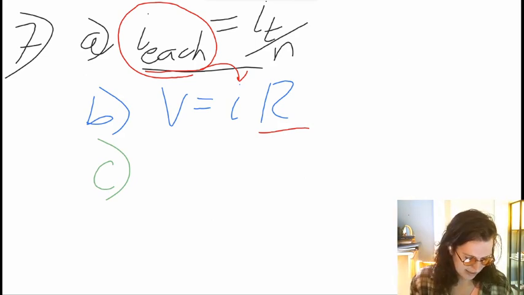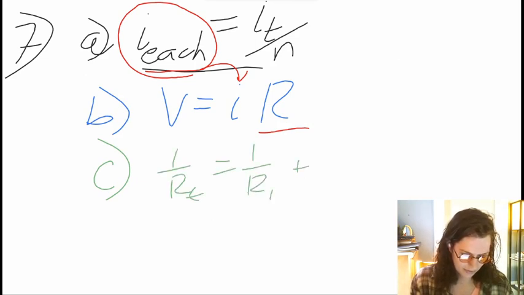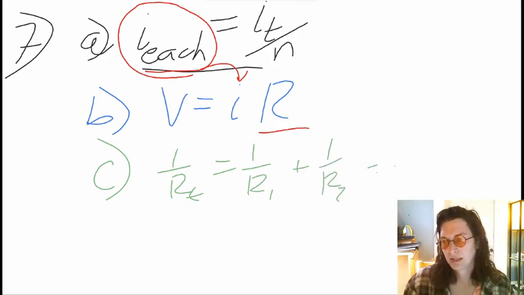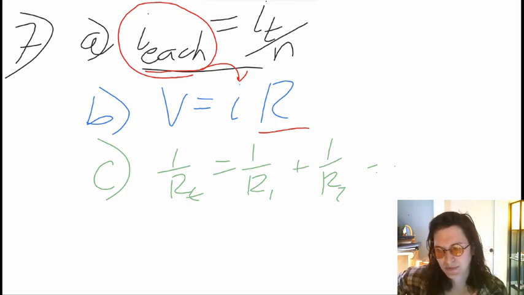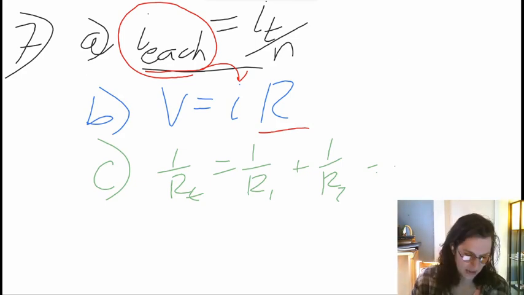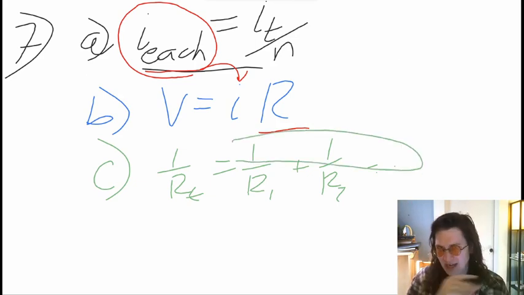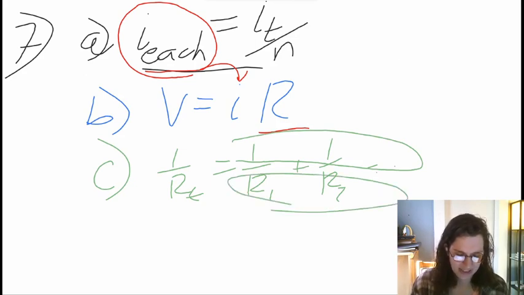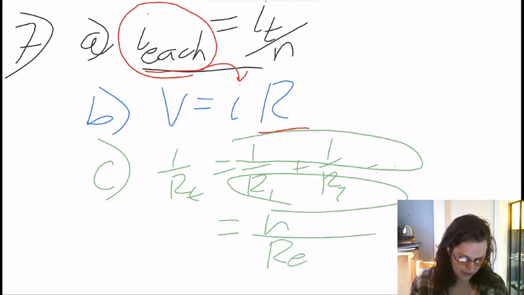So for this one, you'd have 1 over R total is equal to 1 over R1 plus 1 over R2, and so on. Now, obviously, in solving this problem, you don't want to add a hundred or however many terms. So what I would just mention is that your number on top will just be however many you have, and the number on the bottom is just the given resistance. So you could also look at this as just N, the number of wires, over the resistance for each.